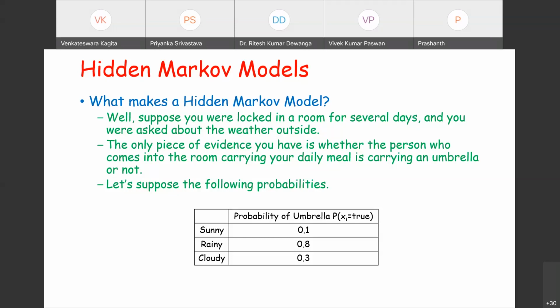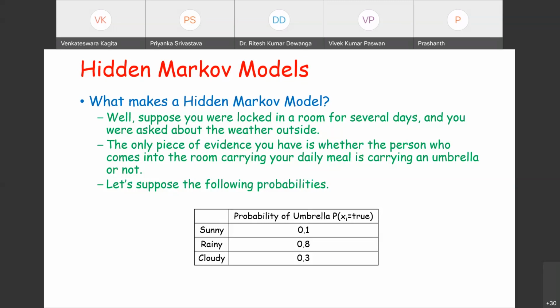Right? Because the actual weather is hidden from you. You need to predict it, so it is a hidden Markov model. Let's assume the following probabilities. Probability of an umbrella on a sunny day is 0.1. Probability that your caretaker brings an umbrella on a rainy day is 0.8. And probability that your caretaker brings an umbrella on a cloudy day is 0.3. So these are the prior probabilities.